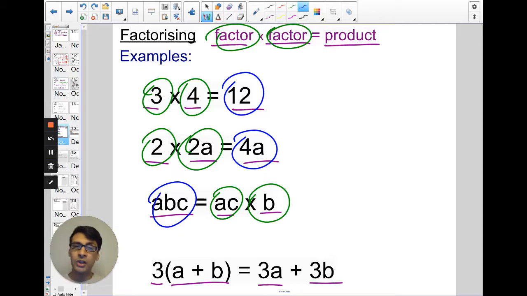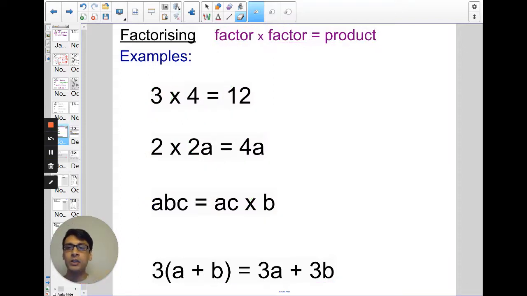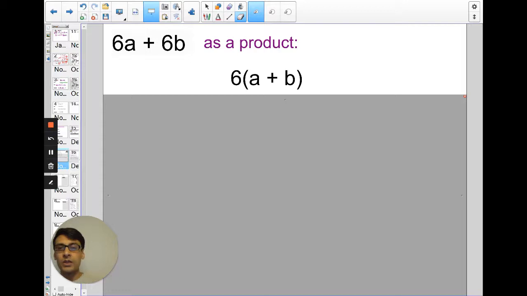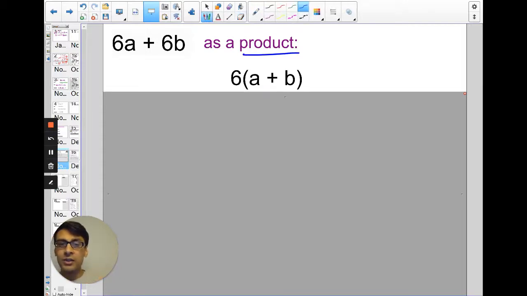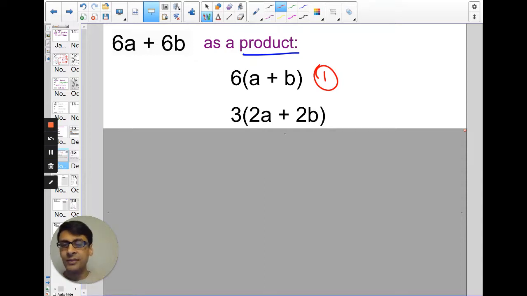Now, technically, the product itself is a factor of it as well. So, for example, 12 goes into 12. But this is just the language I'm going to be using when we're factorizing. So, if I ask you to write 6a plus 6b as a product, so you're going to write it as a multiplication, that's the same as 6 lots of a plus b. So this is one way to write it. Another way to write this is we can take 3 out. So 3 lots of 2a is 6a, and 3 lots of 2b is 6b. So that's the second way of writing it.